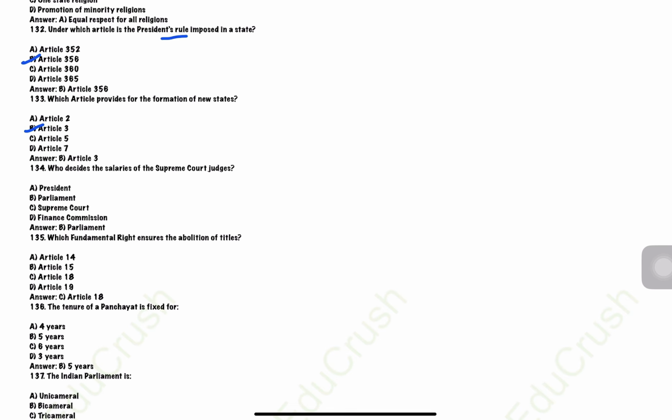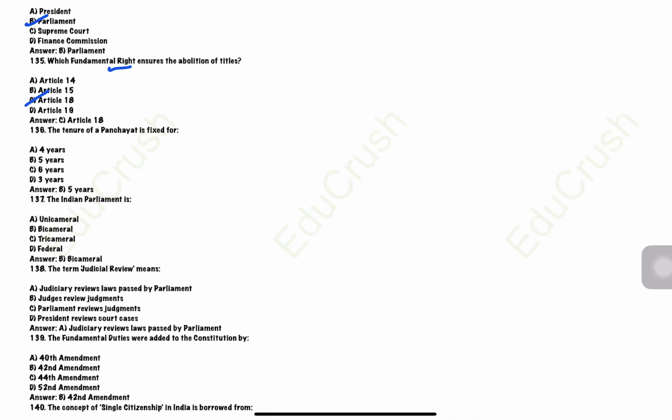Who decides the salaries of the Supreme Court judges? Parliament decides the salaries of the Supreme Court judges. Parliament decides. Next, which fundamental right ensures the abolition of titles? Article 18. This is also one of the most important questions. The tenure of a panchayat is fixed for 5 years. Next, the Indian Parliament is bicameral. The term judicial review means the judiciary reviews laws passed by Parliament.